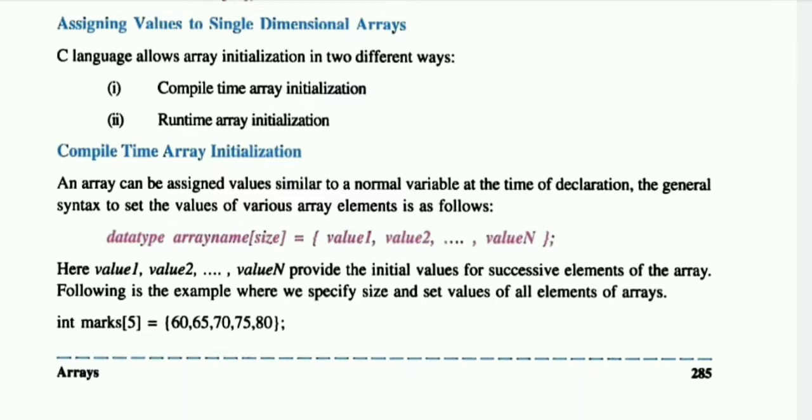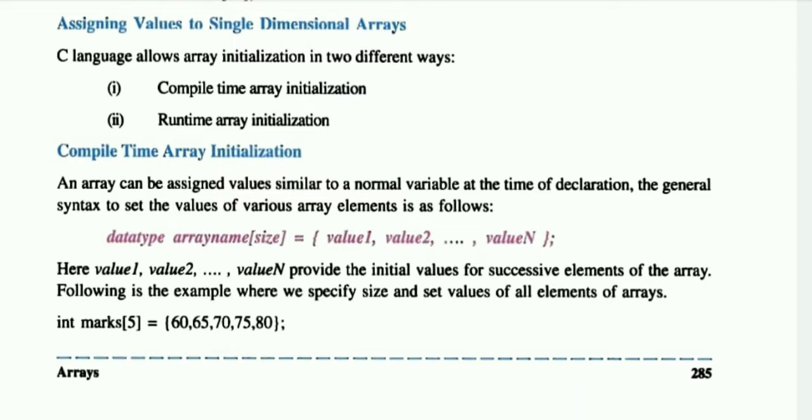Here value 1, value 2, value n provide the initial values for the successive elements of the array. Following is an example where we specify the size and set the values of all the elements of an array.